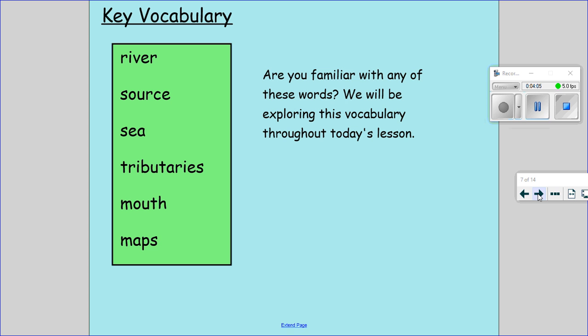So these are key vocabulary. I'm just going to read them out for you for now. We're going to be exploring the vocabulary throughout the lesson today. So we have river, source, sea, tributaries, mouth, and maps.